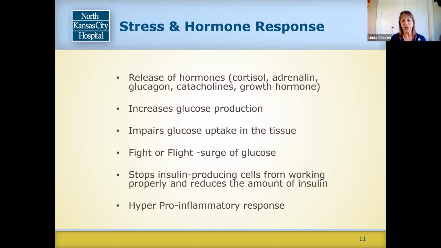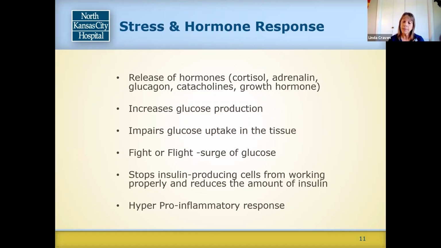Normally when your glucose goes up, it triggers your body to release insulin. And then the insulin helps move the glucose in the blood from the bloodstream into the cells where we use that for energy. And that is really the normal process. In this situation, we have a bunch of different hormones being released. Our glucose goes up, and for whatever reason, it impairs the glucose uptake in the tissue. So there's some kind of interruption where the glucose is not moving from the blood into the cells. So our glucose remains high.